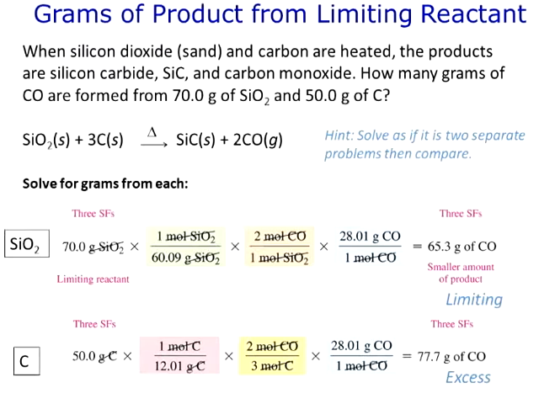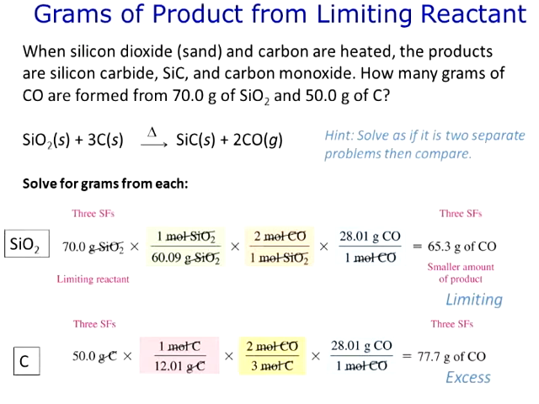Let's work through another problem. When silicon dioxide, sand, and carbon are heated, the products are silicon carbide, SiC, and carbon monoxide. How many grams of carbon monoxide are formed from 70.0 grams of silicon dioxide and 50.0 grams of carbon? Note that it's 70.0, not 70. Neither is it 70 point, but 70.0, which suggests that this problem will have 3 sig figs in its final answer.